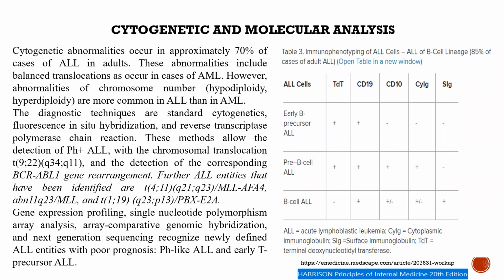Gene expression profiling, single nucleotide polymorphism array analysis, array comparative genomic hybridization, and next-generation sequencing recognize newly defined acute lymphoblastic leukemia entities with poor prognosis. They are Philadelphia chromosome-like acute lymphoblastic leukemia and early T precursor acute lymphoblastic leukemia.